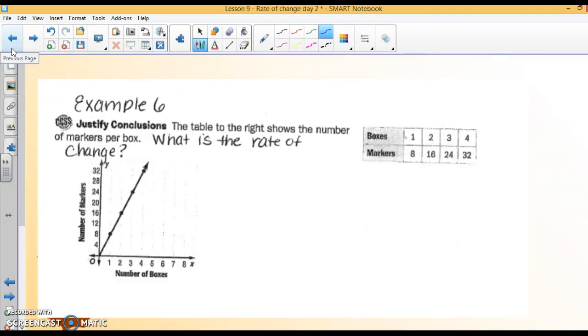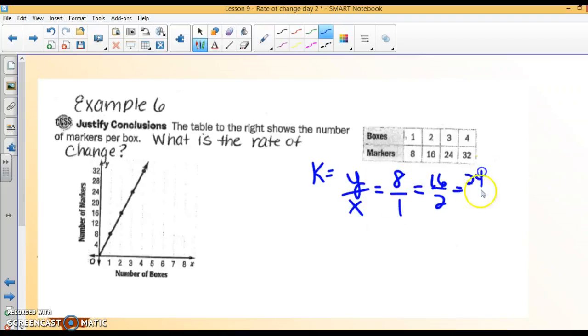All right. The table on the right shows the number of markers per box. What is the constant rate of change? Well, here we go. Our rate of change, K, is Y over X. So we'll have 8 over 1, 16 over 2, 24 over 3, and 32 over 4. What is our rate of change? It is 8 markers per box. Okay, and this is a graph.